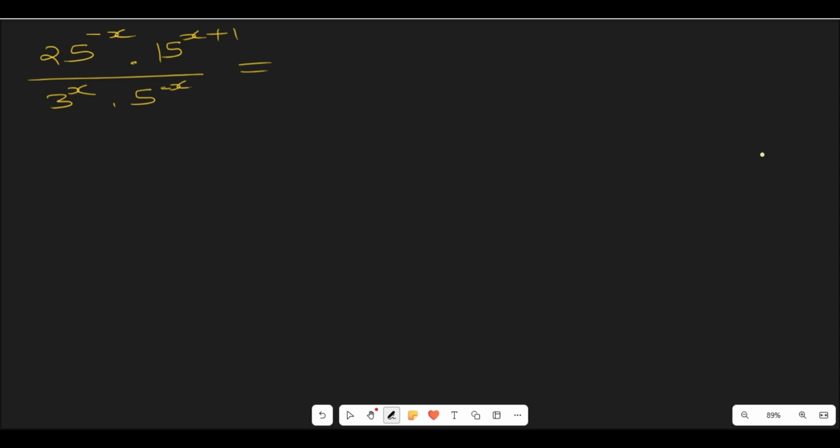Let us start to solve this kind of equation, and let's make sure that we get the right factors. We look at the bases, which are all different: 3, 5, 15, and 25. Let's pay attention to that and forget about the rest for now.